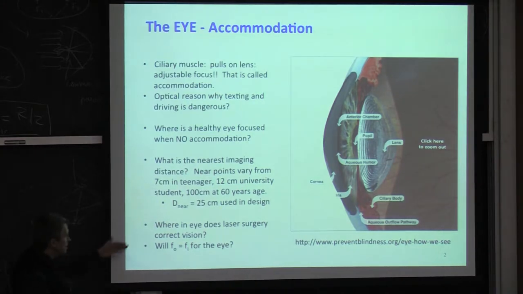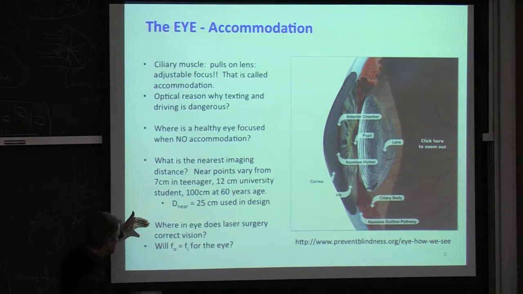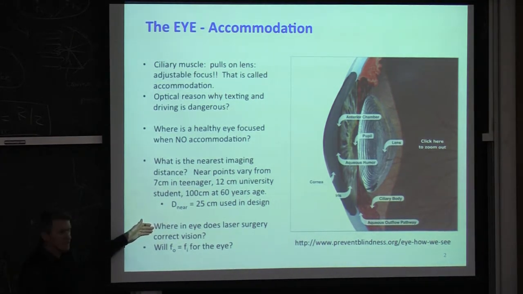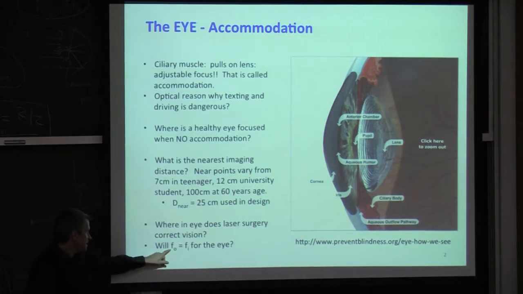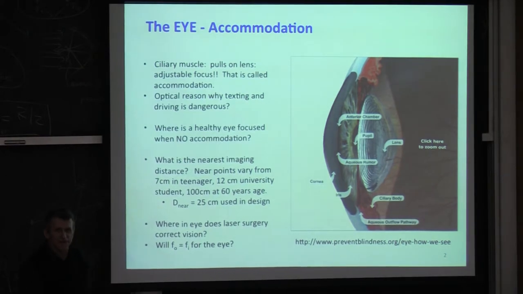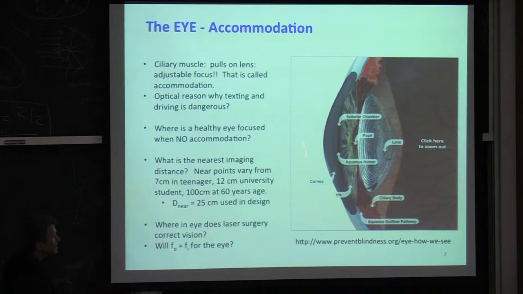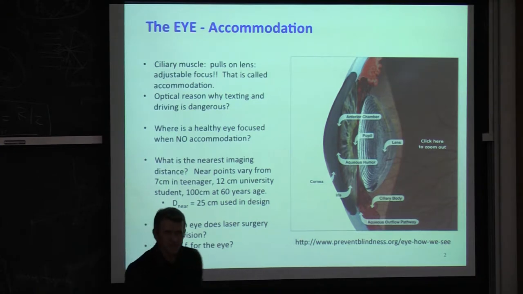Okay, so before the next slide, where do we do corrective laser surgery? In the cornea, right, up here. And does F not equal F' for the eye? No, so it's going to be different on the two sides because it's liquid on the right and air on the left. So it's an asymmetric case. Okay, any questions then about these nice pictures and our eyes?